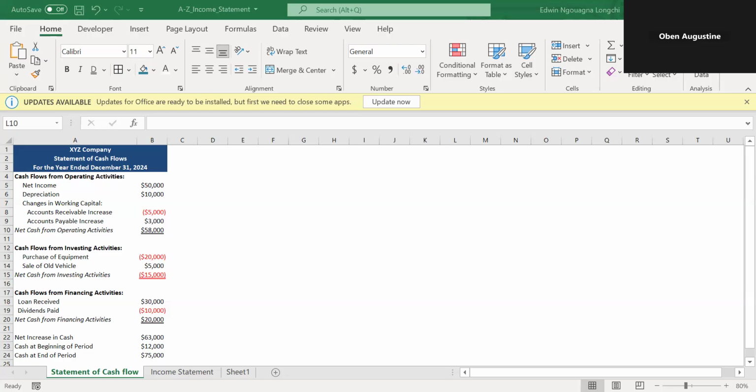Then another cash flow is investing activities. This is what you invest for a future return. When we talk about investing activities, you might think that buying goods, stocking goods, is an investment. No, it's not an investment. That falls under an operating activity. It's an operation that you do.